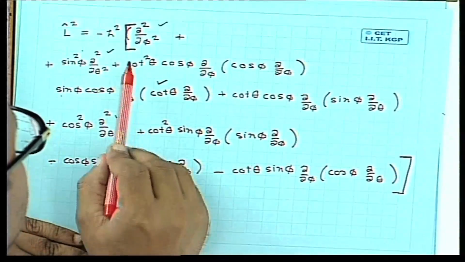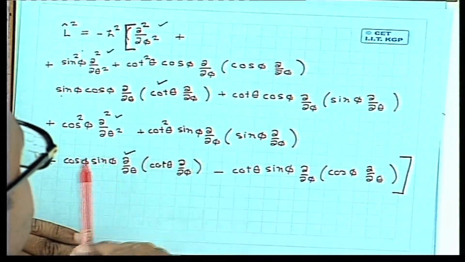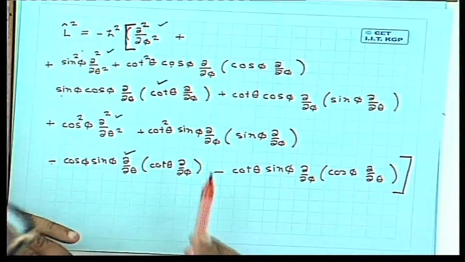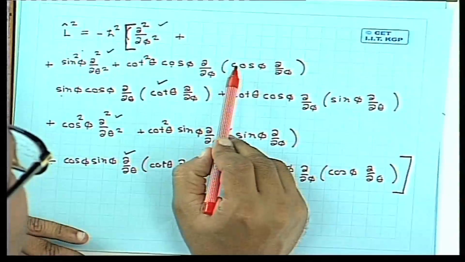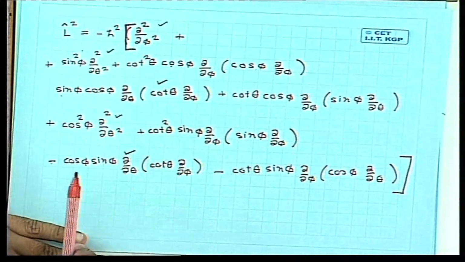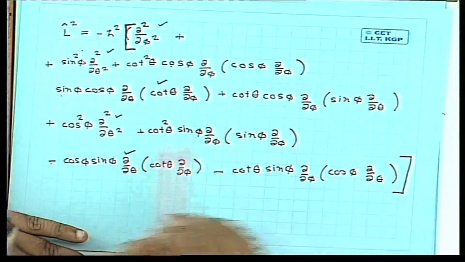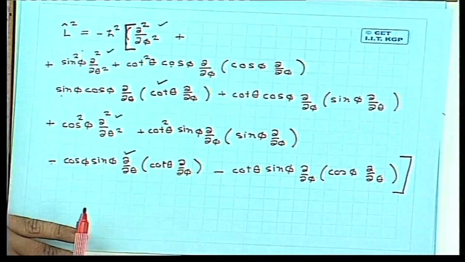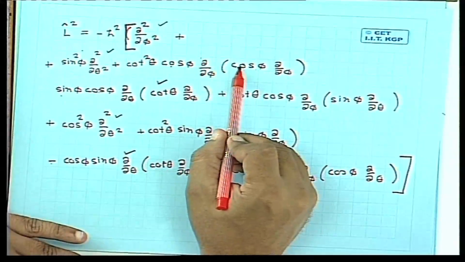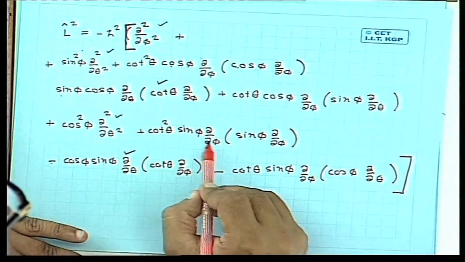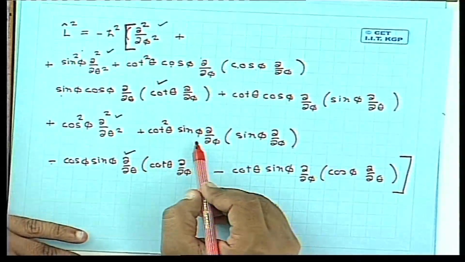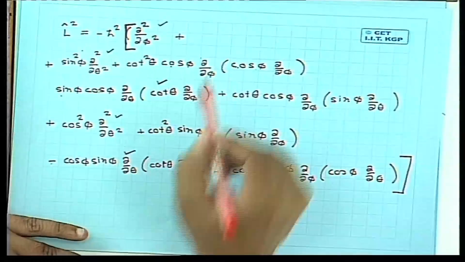So this has a cot squared theta, this also has a cot squared theta, but this has a cos phi, this has a sin phi. Now if we differentiate the cos phi, we get a minus sin phi. If we differentiate the sin phi, we get a cos phi. So if del by del phi acts on cos phi and del by del phi acts on sin phi over here, the resulting terms are going to be just the negative of each other, and they will cancel out.